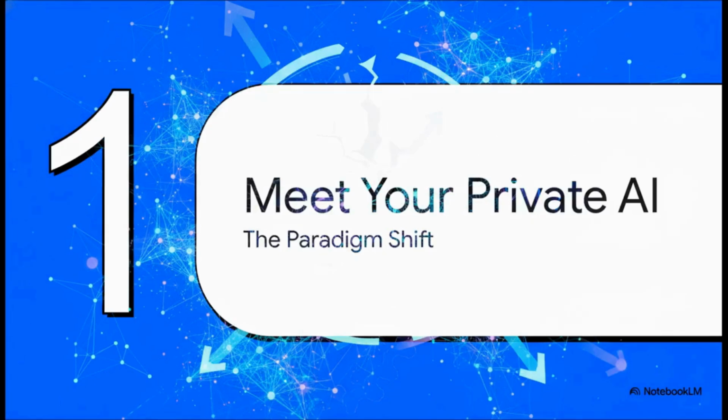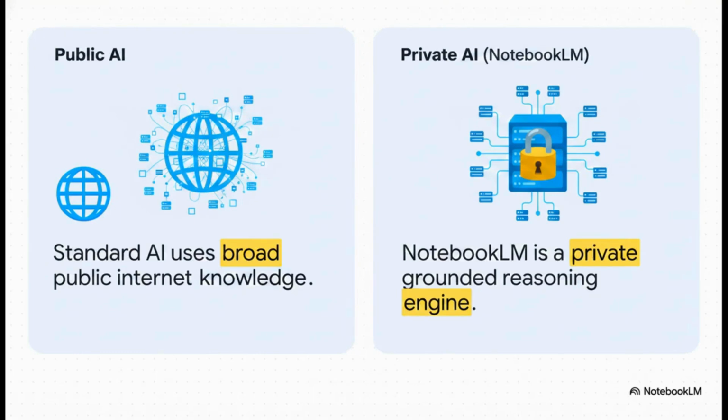Section 1. Meet your private AI, the paradigm shift. To really get this, we kind of have to break your existing mental model of what artificial intelligence actually is. You already know the big general AI tools, right? Things like ChatGPT, standard Gemini, or Microsoft Copilot. And those are fantastic, but they tap into this broad, public internet knowledge.